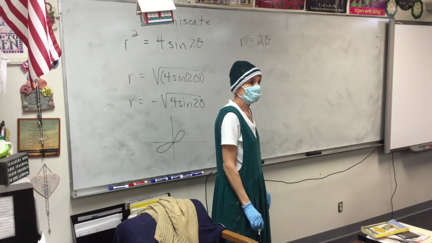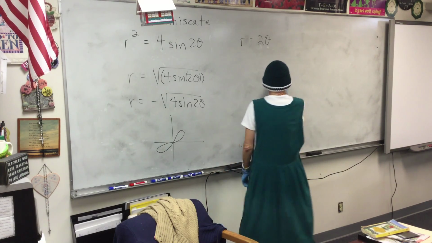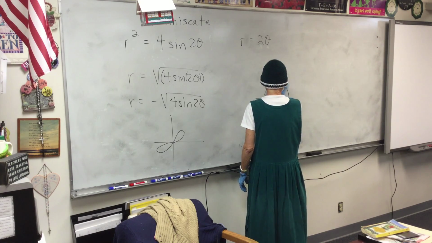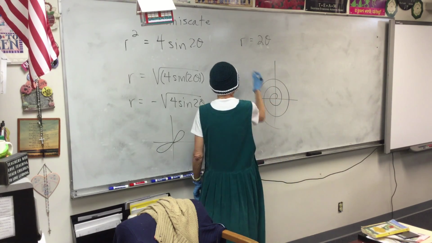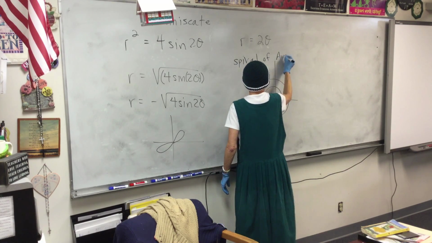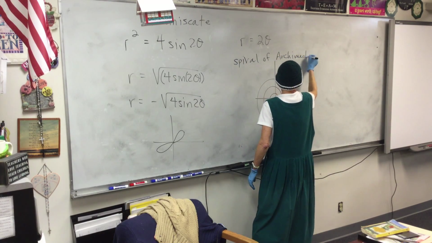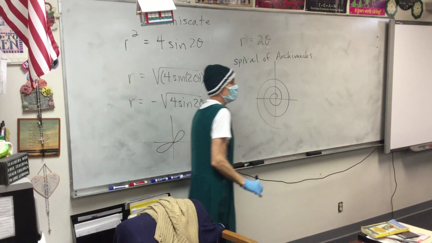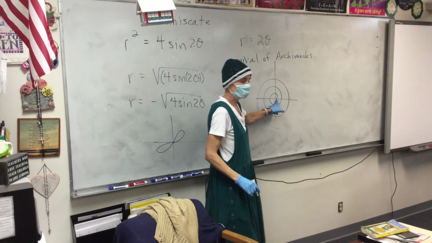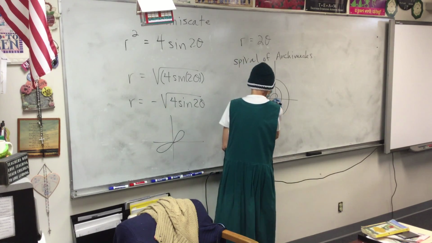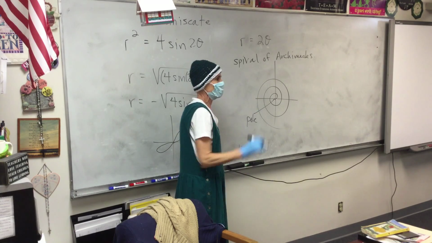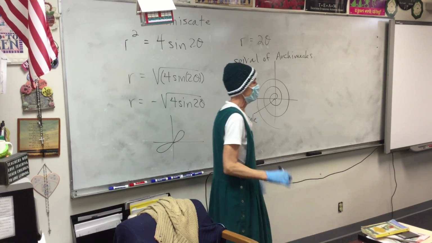You get a spiral. And it is called a spiral of Archimedes. Notice, where did the spiral start? At the pole. This point right here is called the pole. It starts at the pole, and then it spins out.